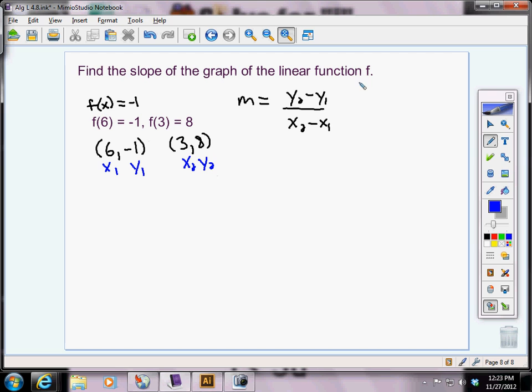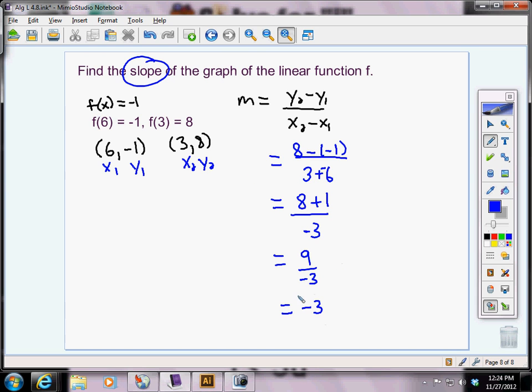Again, notice we already know how to find slope. Notation is different, but the way we do things is the same. So I'm going to go 8 minus a negative 1 over 3 minus 6. Keep, change. 8 plus 1, 3 minus 6, or 3 plus negative 6 is going to be negative 3. 8 plus 1 is 9 over negative 3. 9 divided by negative 3 is going to be negative 3. So if it says what is the slope, well, our slope is negative 3.